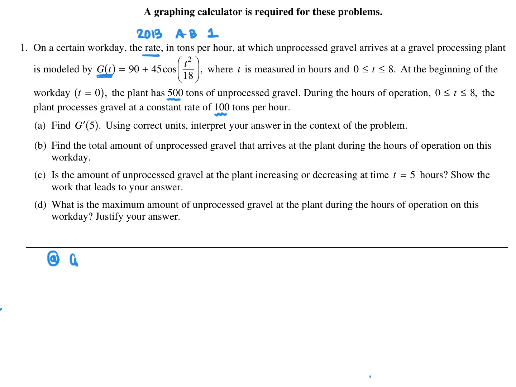So you're going to take the function G of t and take the derivative of it. This is a calculator problem, so you might as well just go ahead and use your calculator. G prime of 5 is equal to negative 24.588. So what does it mean? It means the rate at which the gravel is arriving is decreasing by 24.588 per hour at time equals 5.